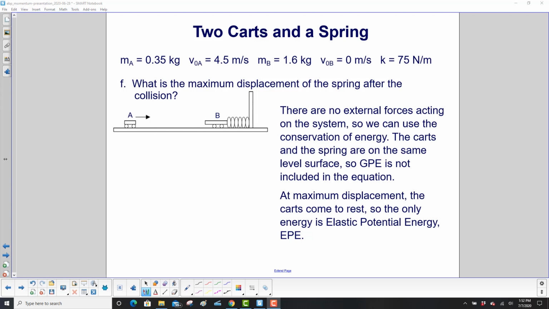What is the maximum displacement of the spring after the collision? Well, there's no external forces acting on the system. You can say, well, what about the spring force? Well, that is part of our system. That's an internal force, so it doesn't count. The carts and the spring are on the same level surface, so we don't have to worry about GPE. At maximum displacement, that means the carts come to rest. So the only energy is elastic potential energy. There's no more kinetic energy. The carts have stopped moving.